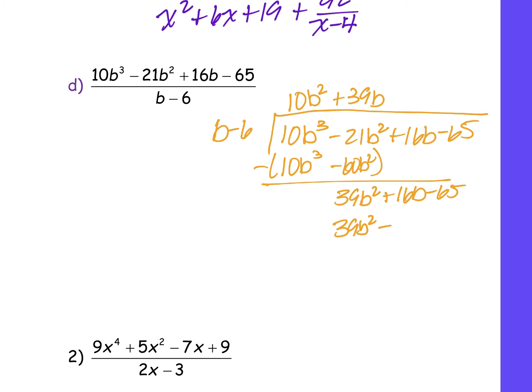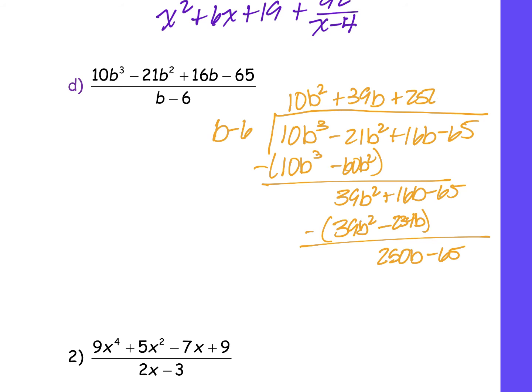6 times 40. 6 times 4 is 24 minus 6. That's not going to work for me this time. How much is it? Yeah, minus 6. Let's just do this. 39 times 6. Negative 234. Which is what I would have done if I would have kept going. So 234 plus 16 is 250b minus 65.